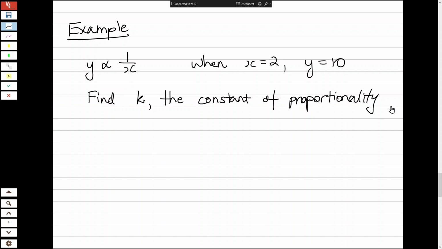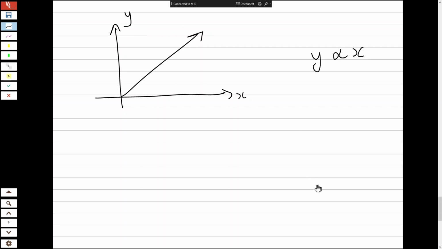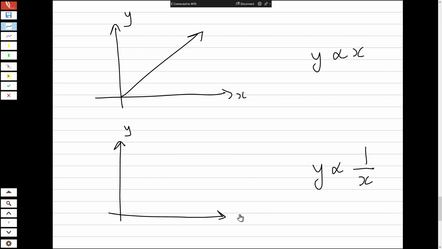Actually, before we do this, I'm so sorry. I didn't show you a picture. I need to show you a picture. All right. This is y is proportional to x. Does anyone know what y is proportional to 1 on x looks like? If you've done some physics or chemistry, you've probably seen it. What does it look like? So if I draw a picture, yeah, what does it look like?